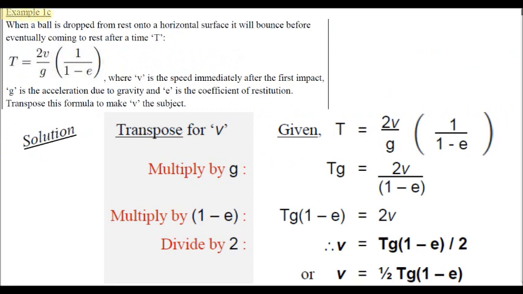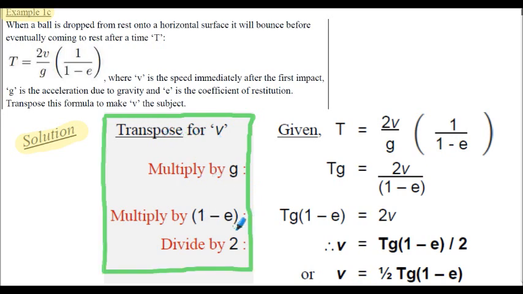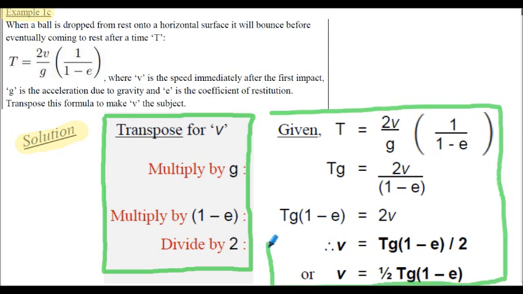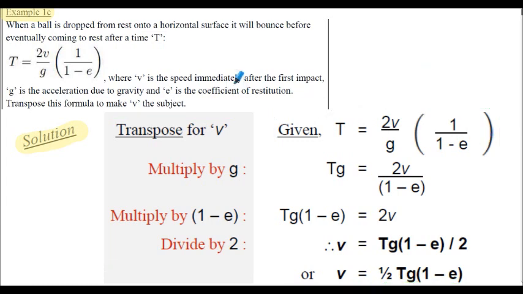So example 1C, here's the solution. This slide shows the format of how these solutions will be presented in each example or exercise. In the shaded box shown here, I'm stating the steps I'm undertaking in the transposition process. On the right hand side shows the associated actual rearrangement of the formula. So we're asked in this particular example to transpose for V. So given the equation stated with T as the subject, we have to transpose for V.